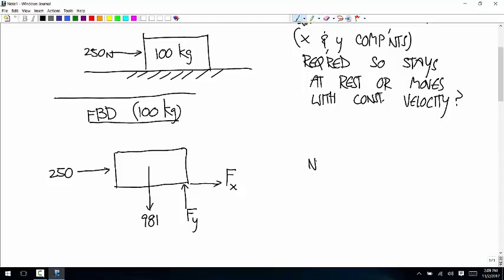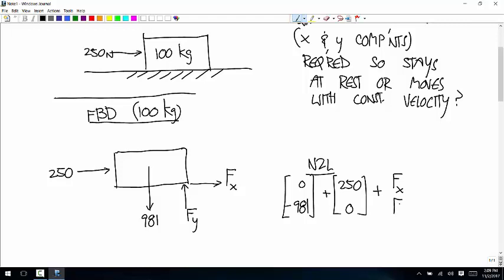So Newton's second law says the weight force, 0, negative 981, plus the applied 250 Newton force, positive 250, 0, plus, I'll just write this as a single vector with Fx as the x component and Fy as the y component. And those are equal to the mass times the acceleration. And in either one of the cases that this problem's dealing with, you have 0 acceleration, so these components are both 0.